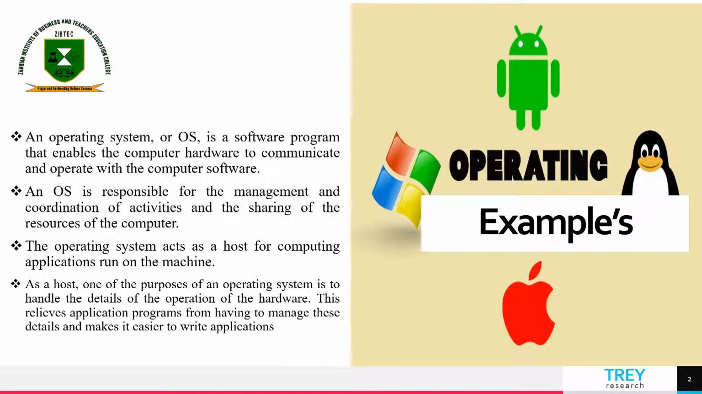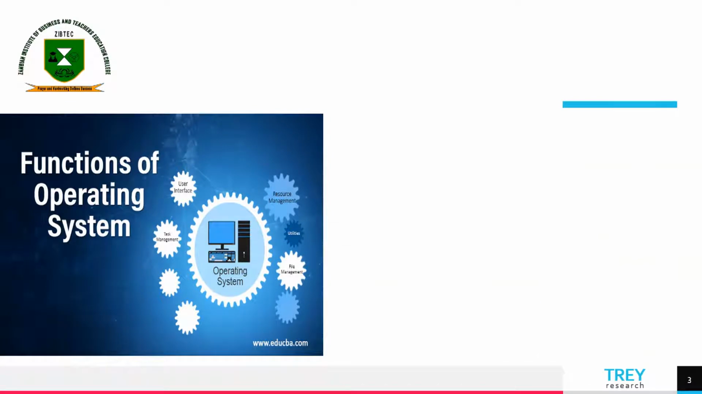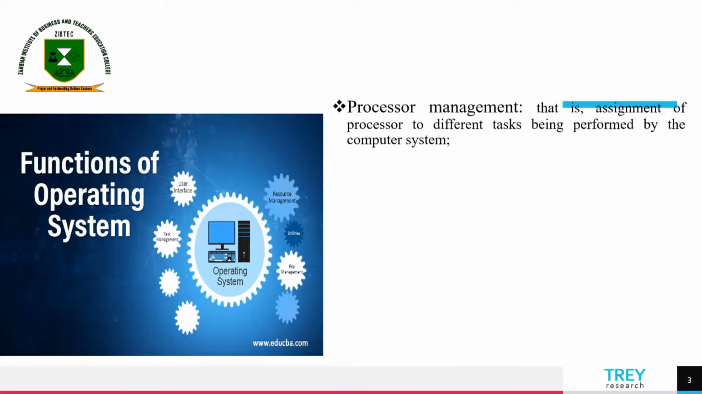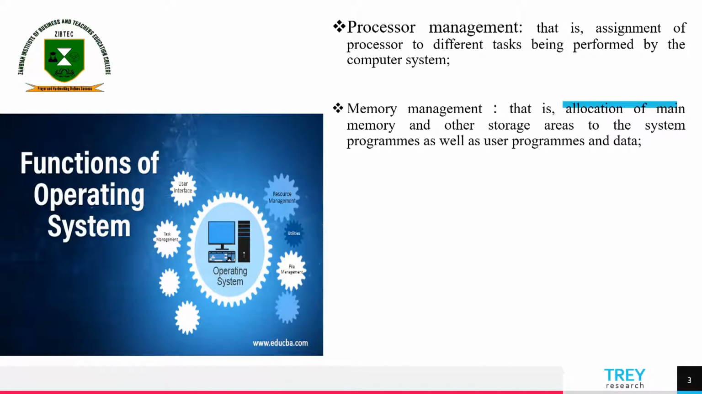Okay, moving on to the next slide, which is now talking about the functions of operating system. So now, having defined what an operating system is, let us now look at the functions of an operating system. So now the first function is processor management, that is assignment of processor to different tasks being performed by the computer. Okay, sure, that one is self-explanatory.